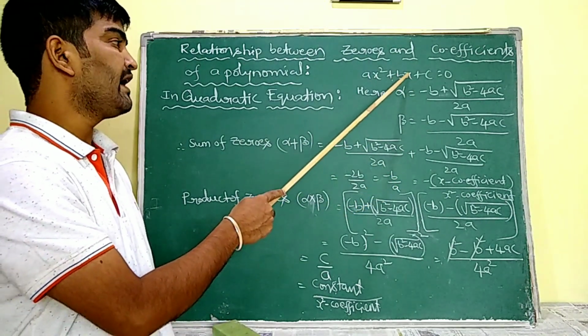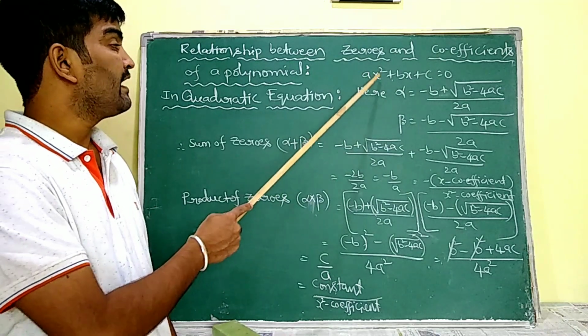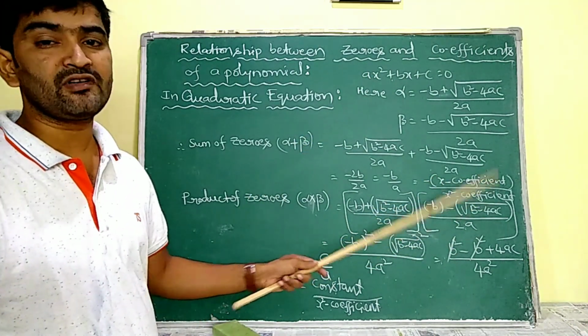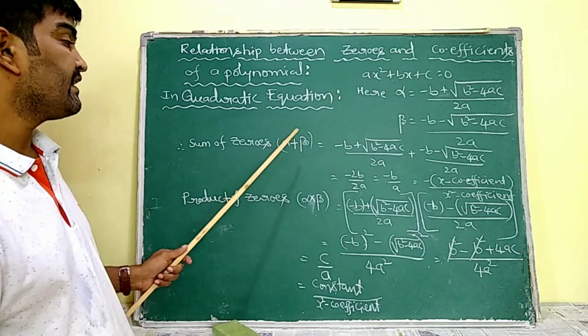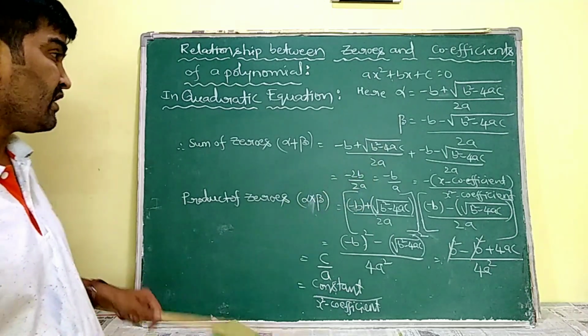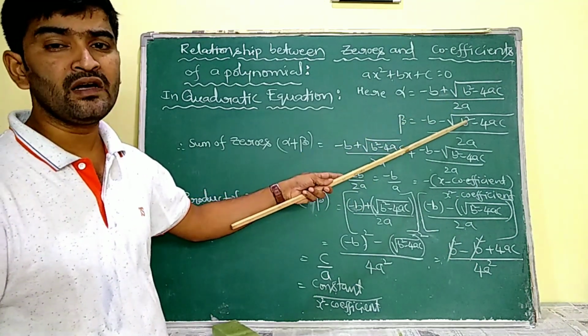Actually, what is b? The x coefficient. And what is a? The x square coefficient. That is, minus x coefficient by x square coefficient is the relation for the sum of the zeros. Understand? Now coming to the product of zeros. As we know, these two are the zeros.